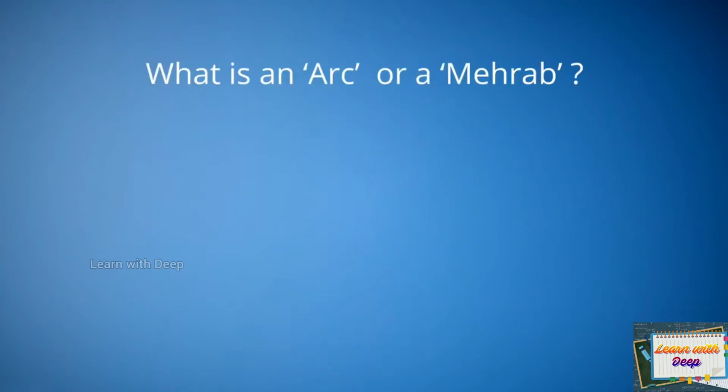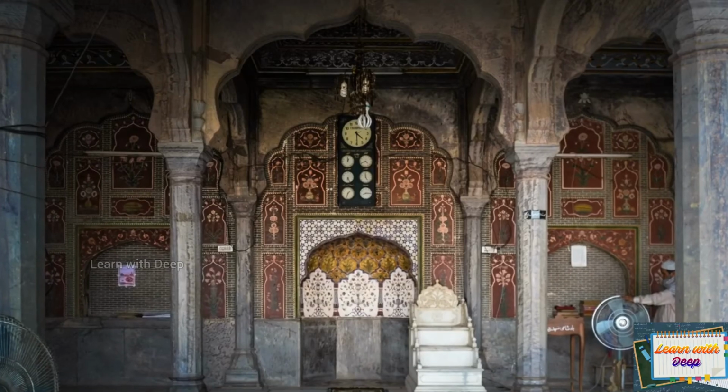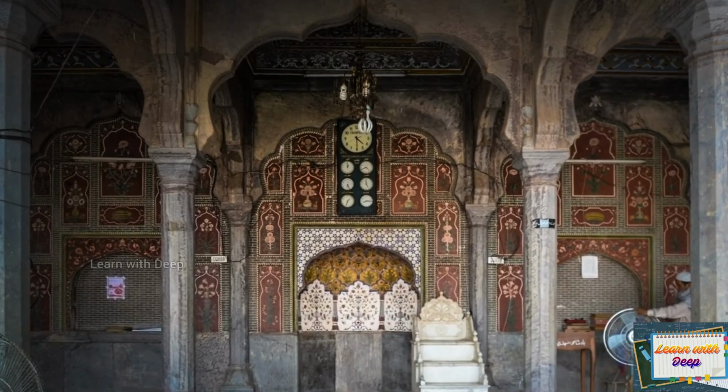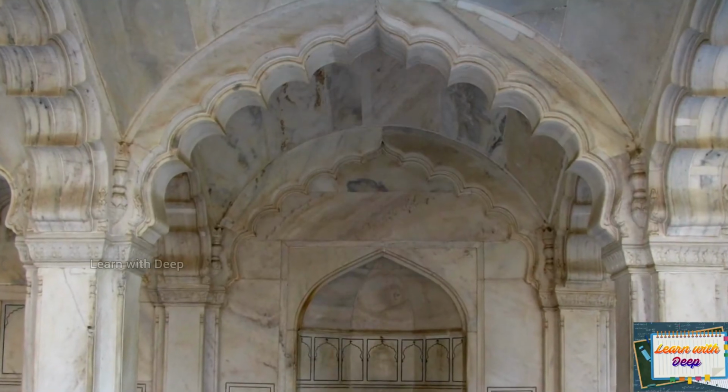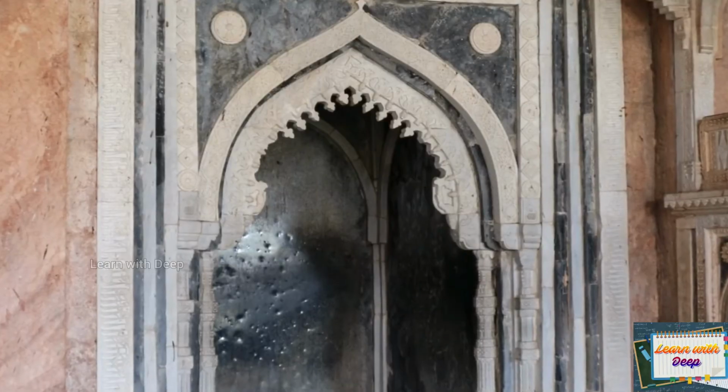What is an arc or a mihrab as called in Hindi? It's a semicircular part made above the door. Yes, an arc is a semicircular part made above the door. In order to give beautiful shapes and designs to the door, we use an arc.